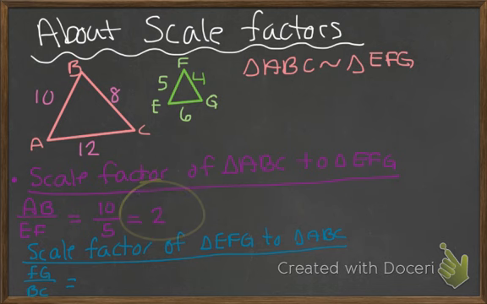Now we're going to look at the scale factor going from triangle EFG to triangle ABC. Since we're starting with triangle EFG, pick a side on triangle EFG. I'm going to do side FG, and the corresponding part to FG is BC in triangle ABC. When I plug in my sides, I get 4/8, which simplifies to 1/2. So when I'm going from triangle EFG to triangle ABC, I have a scale factor of 1/2.